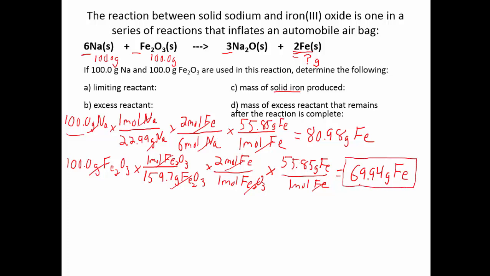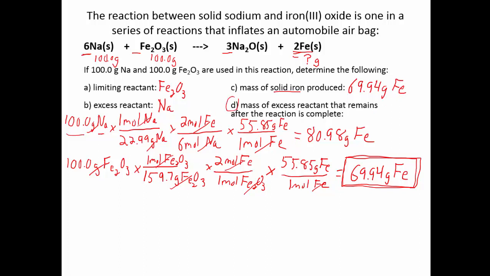limiting reactant. So when iron 3 oxide, Fe2O3, runs out, the reaction stops. So our limiting reactant is the Fe2O3. It was the smaller amount produced. The other reactant then is our excess reactant, our sodium. Mass of solid iron produced, 69.94 grams of iron is going to be how much solid iron is produced.